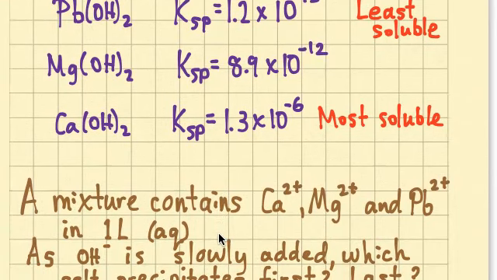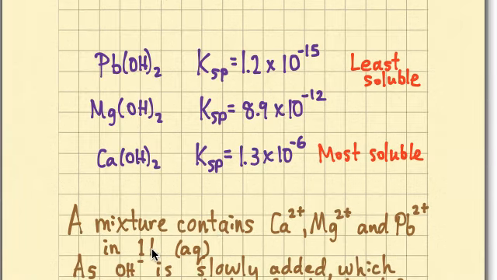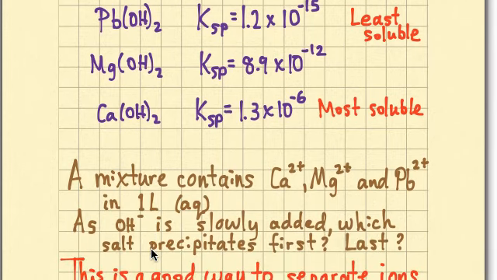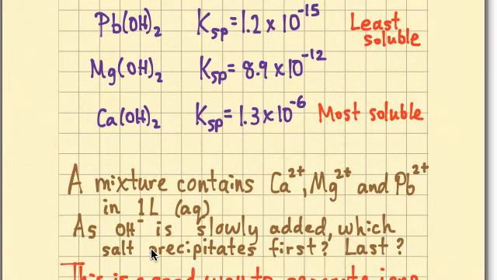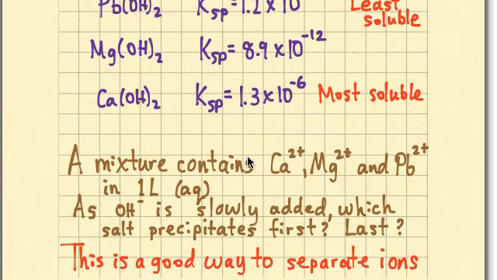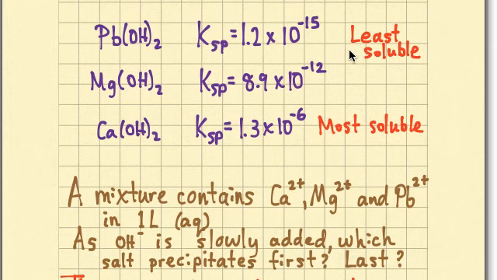A mixture contains calcium, magnesium, and lead in a liter of water. If I were to slowly add OH minus to this, which ions would precipitate first? None of them dissolve in water very well, but which one would start to undissolve first, start to see precipitation first? The answer is this one, because it's the least soluble. This one would precipitate last.